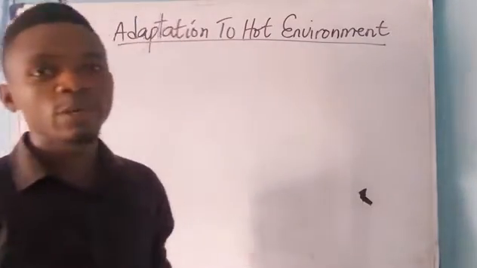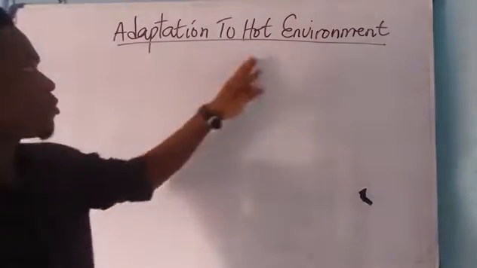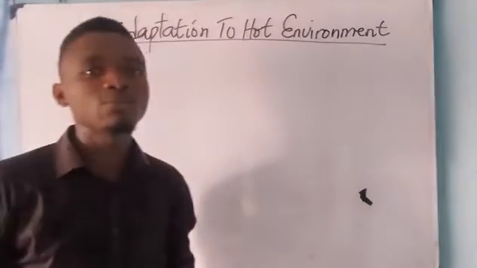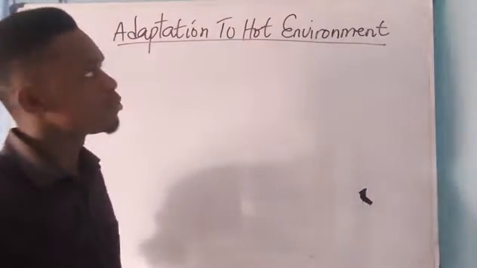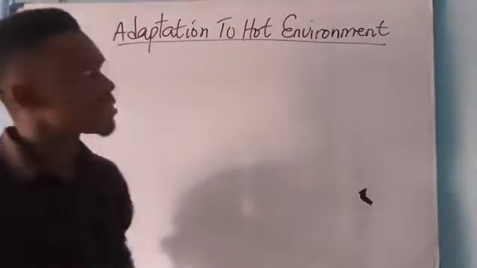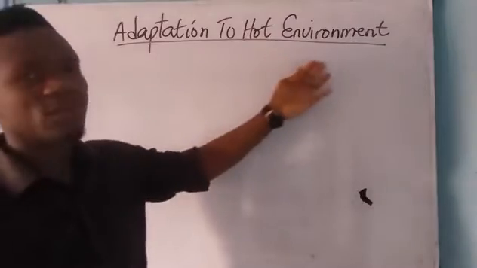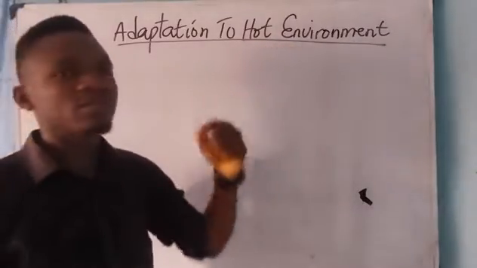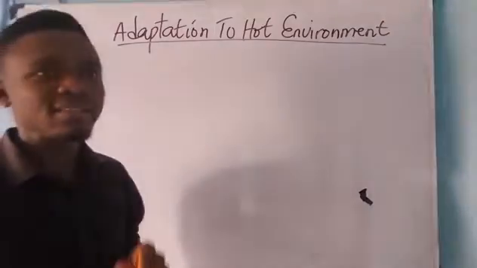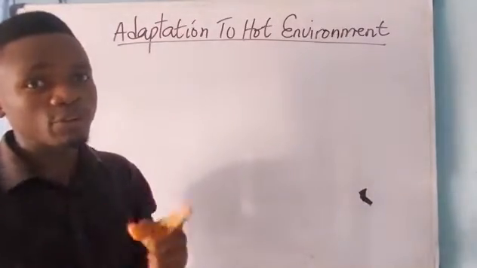In today's video, we shall be discussing adaptation to hot environment. Now, organisms in this environment, how are they able to adapt? Are they able to tolerate the extreme temperature in this environment? Now, what is the meaning of hot environment? Hot environment is an environment whose temperature exceeds the temperature of the organism.